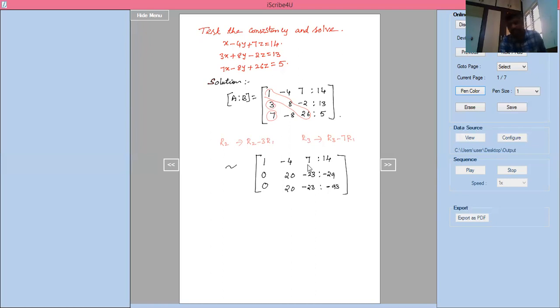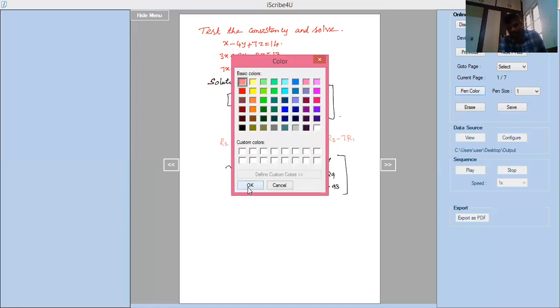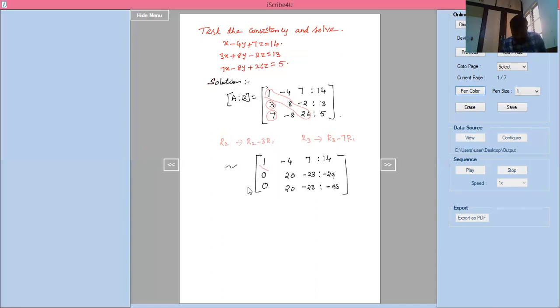Now you can identify the principal diagonal elements. Below the principal diagonal elements, you have to make 0. This is the element below the principal diagonal, so this element I have to make 0. How do you make this element 0? I'll take R3 implies R3 minus R2. Now what is that? R3 minus R2 is nothing but, if I simplify this, the first row is 1, minus 4, 7 | 14.